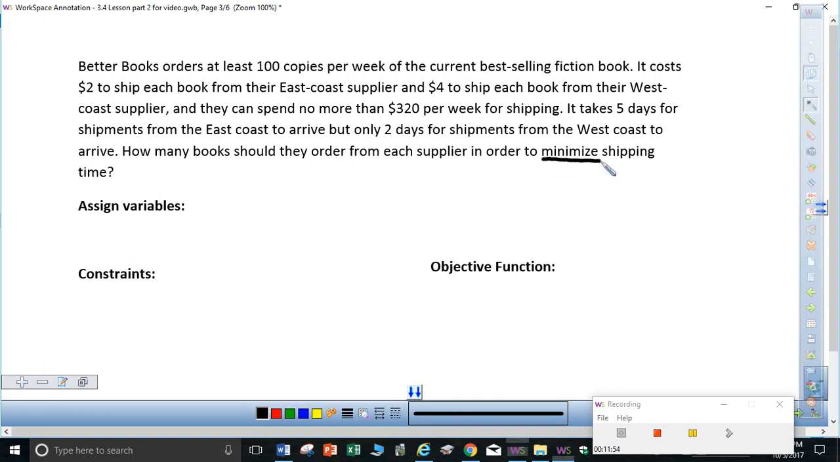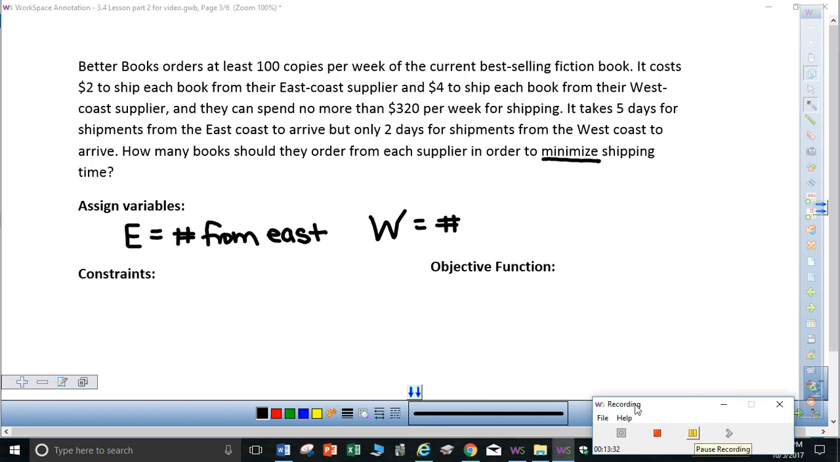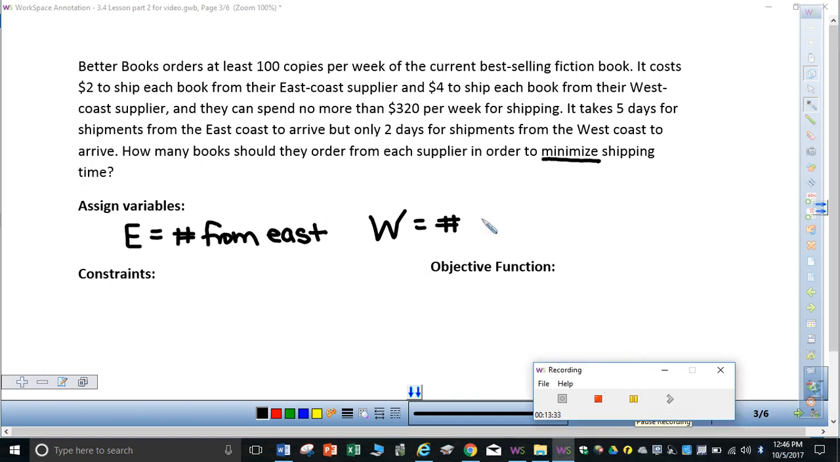So that's one change in this problem, is that we're looking for a minimum instead of a maximum. All right, to assign our variables, we are trying to figure out how many books we want from the East Coast supplier. So let's let E represent the number of books from the East Coast, and then how many books from the West Coast supplier. So W, hold on. So let's have W represent the number of books from the West Coast.